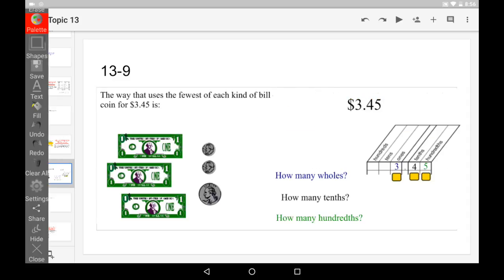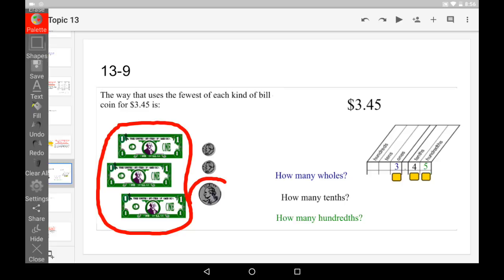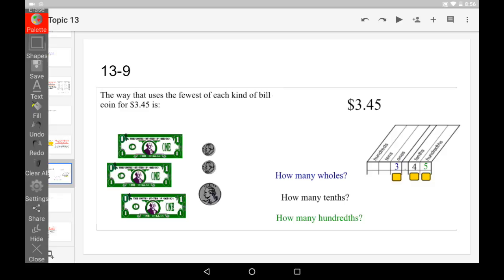So if we take a look on our next slide, we have our $3 right here. Now in this case, they used a quarter, and then they used 2 dimes. So they had 25, 35, 45. Now this is less coins than what we used, but we were not incorrect in counting out, because that would be the same amount. They just used a different coin.